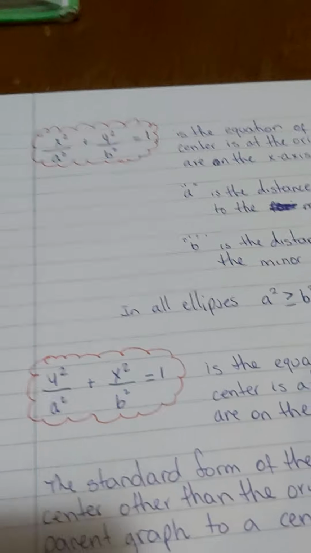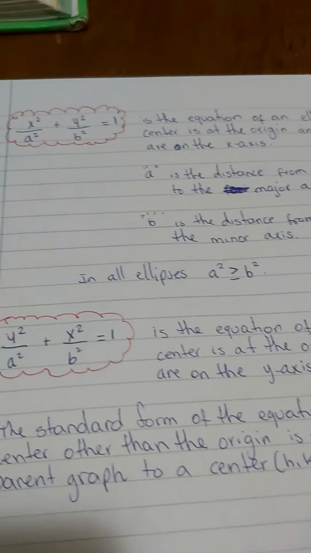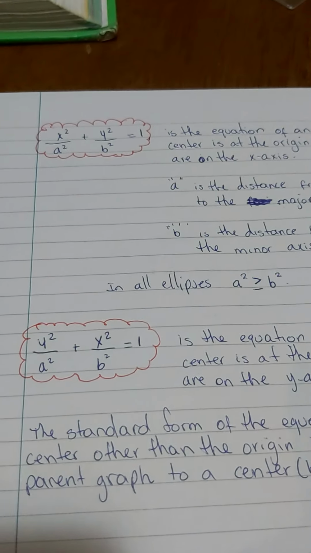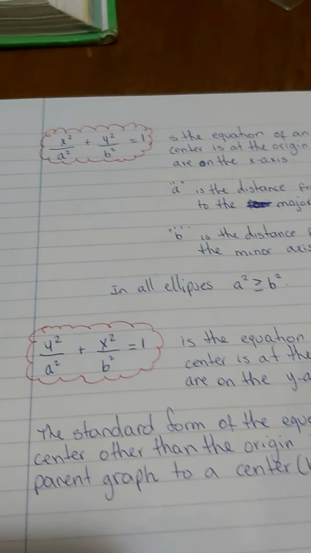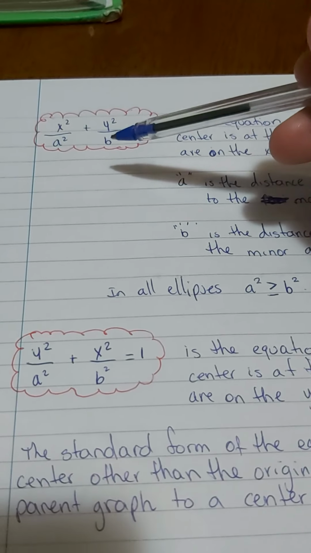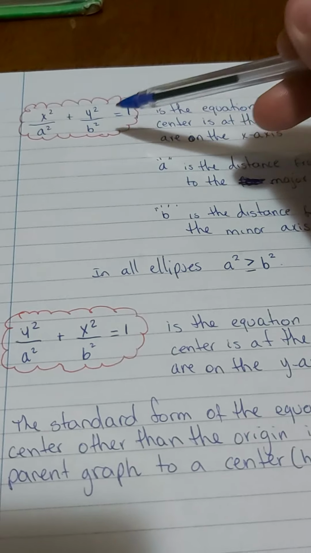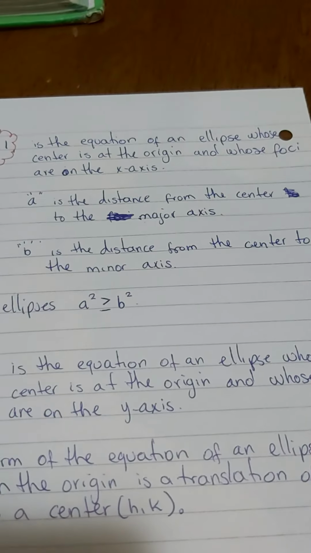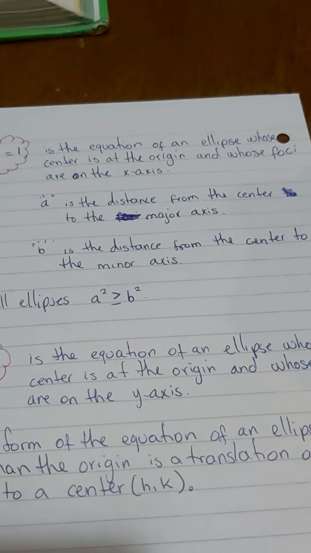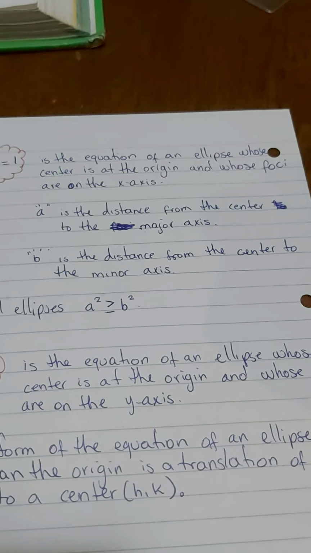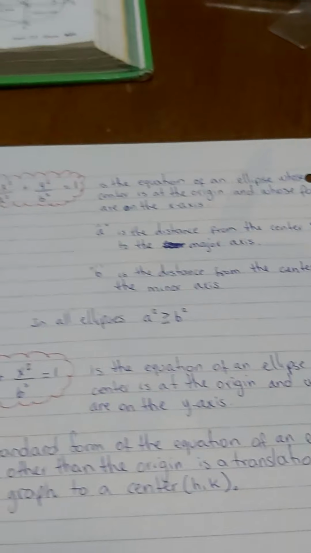Okay? Now, the standard form of the equation of an ellipse is x squared over a squared plus y squared over b squared equals 1. This is the equation of an ellipse whose center is at the origin and whose foci are on the x-axis.